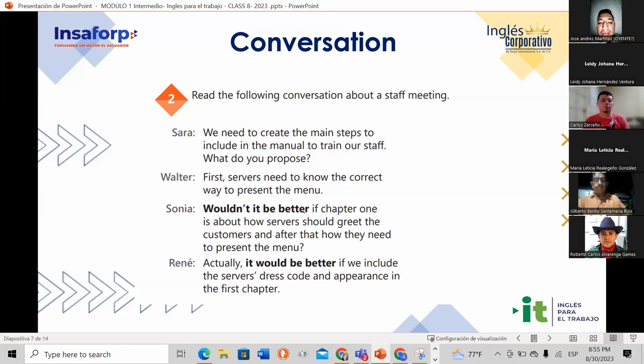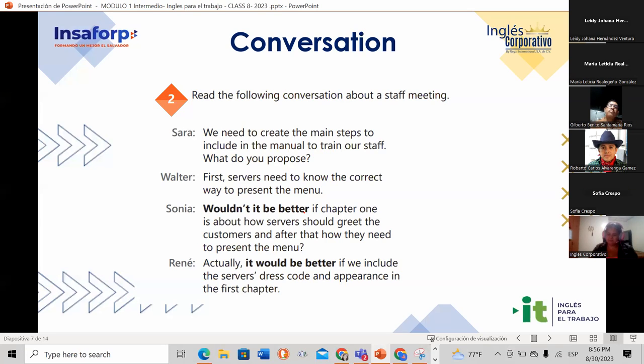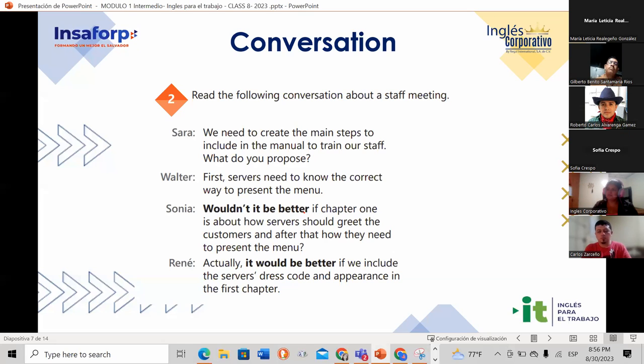We need to create the main steps to include in the manual to train our staff. What do you propose? First, servers need to know the correct way to present the menu. Wouldn't it be better if chapter one is about how servers should greet the customer and after that how they need to present the menu? Actually, it would be better if we include the server's dress code and appearance in the first chapter. Okay, thank you so much. Very good.